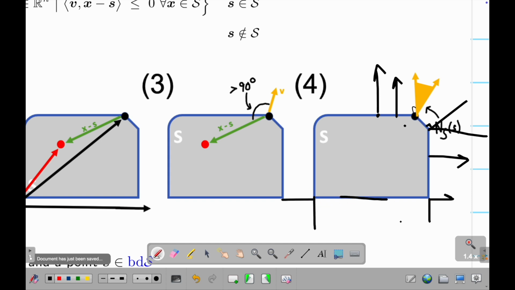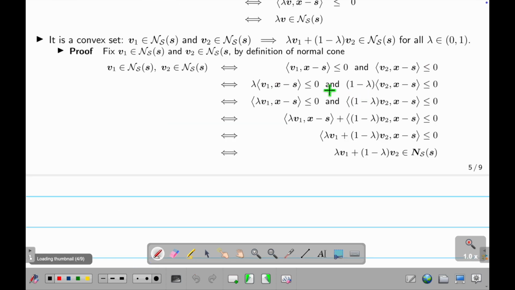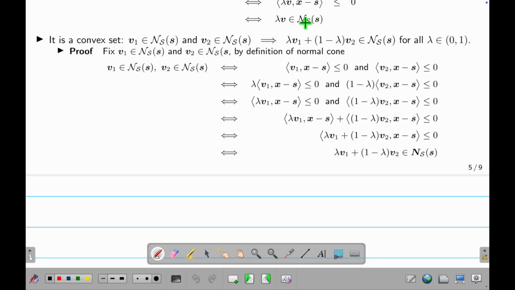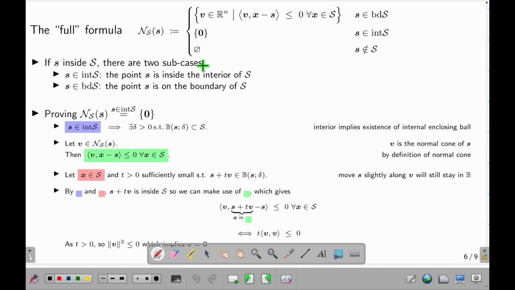But if you are in a plane, then you just have a straight line. And if this point suddenly goes inside the set, it becomes zero vector. And if this cone goes outside the set, it becomes empty set. So you have three cases: on the boundary, in the interior, or not in the set. On the boundary, you have this thing. Not going to prove it. This is definition. I just explained what it is. Now we prove these two things.